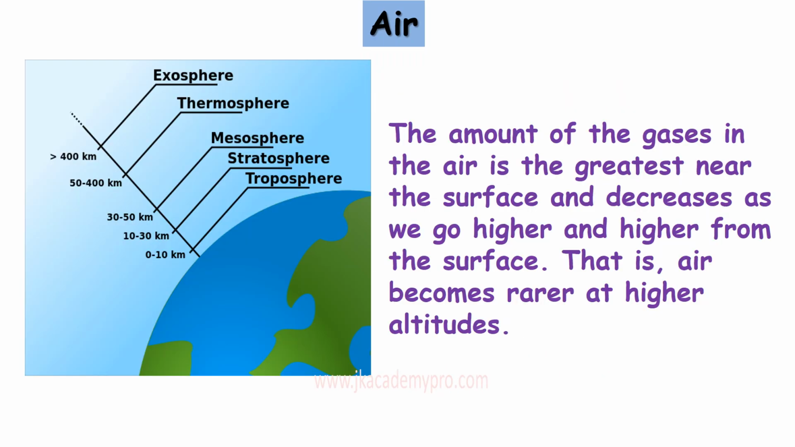We have learned the various layers of the atmosphere. Now, the amount of gases in the air is the greatest near the surface and it decreases. That is, the amount of gases in the atmosphere decreases as it goes higher and higher from the surface. That is, air becomes rare at higher altitudes. Rare at the higher altitudes means it becomes very less as it goes away from the surface of the earth.